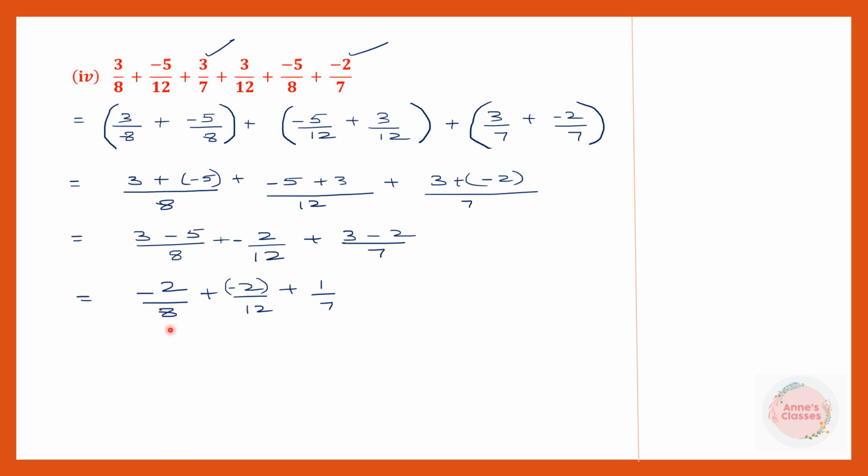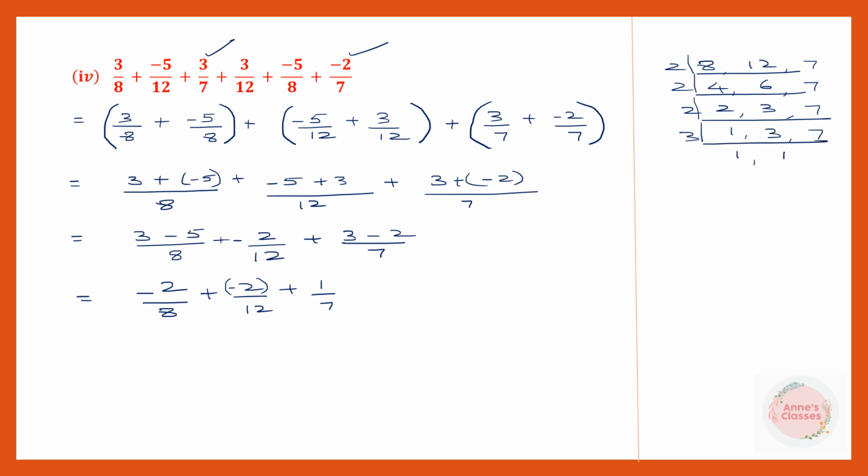So now, as you can see, the denominators are all different. So we have to find the LCM of these denominators. So let's do that: 8, 12 and 7. Let's begin with 2. 2 fours are 8, 2 sixes are 12, we bring down 7. Continue with 2 again. 2 twos are 4, 2 threes are 6, bring down 7. Again we're going to use 2, 1, bring down 3 and 7. Use 3 this time. So 1, 1, now bring down 7. Now we have to use 7. So it is 1, 1 and 1.